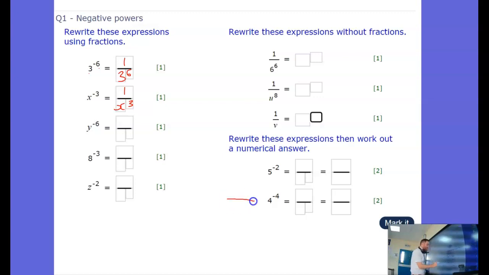Coming over to some of these ones, let's do the last one here. So we're going to go 1 over 4 to the power of 4. Well, we need to know what 4 to the power of 4 is. 4 times 4 is 16. Times 4 again is 64. Times 4 again is, I think, 256. So this is 1 over 256. That's all there is to that.